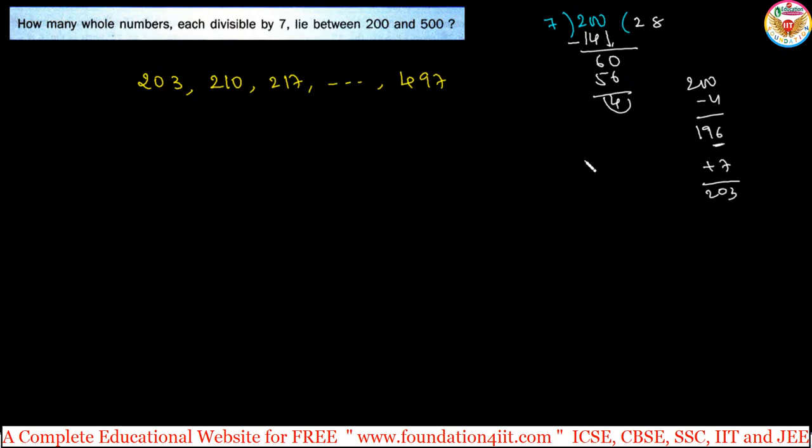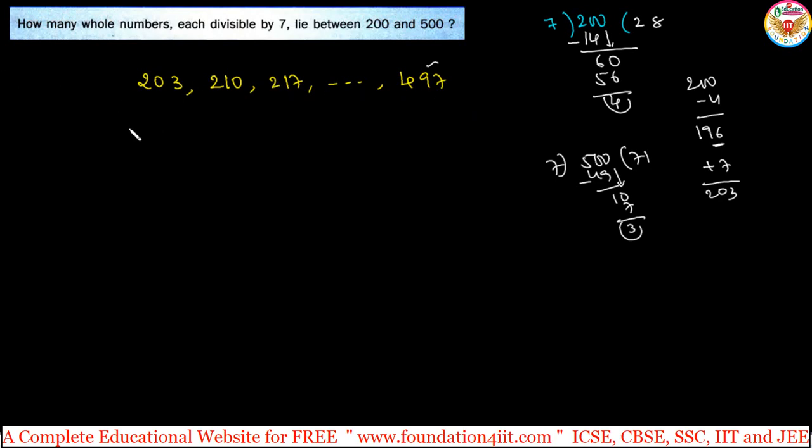Same way, the last one, 500 divided by 7. 7 sevens are 49, then 1 and 0; 7 times 1 is 7. 3 is the remainder, so 3 should be subtracted from 500 to get a number exactly divisible by 7. That rough work pattern you can use. Now 203, 210, 217, and so on up to 497. This is the series. We have to find out how many numbers there are in this.